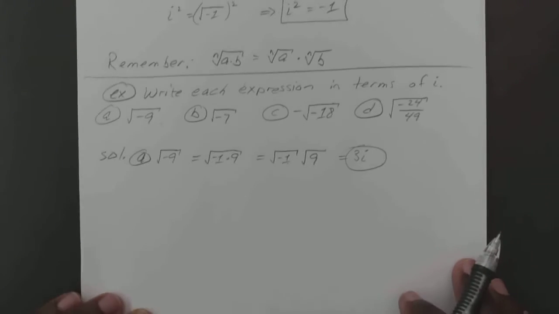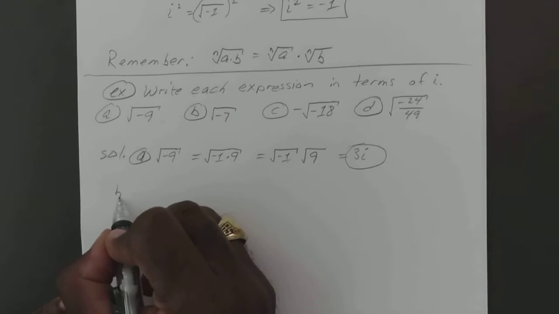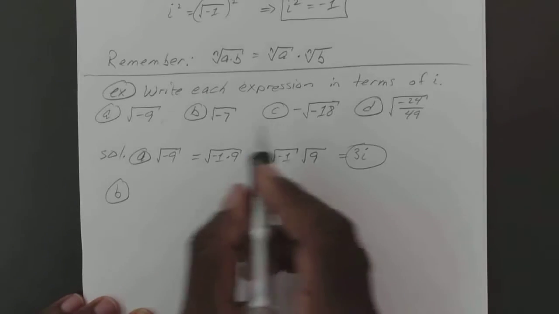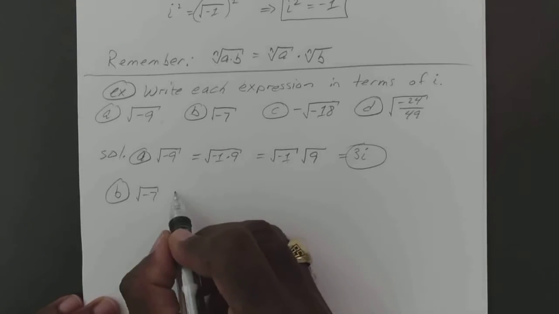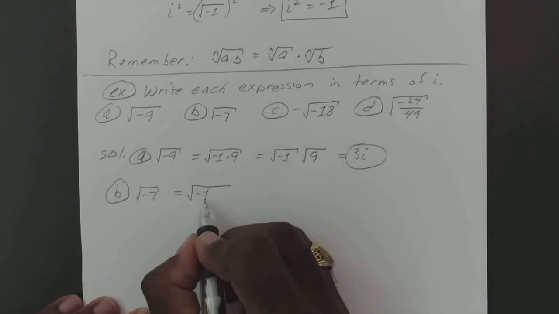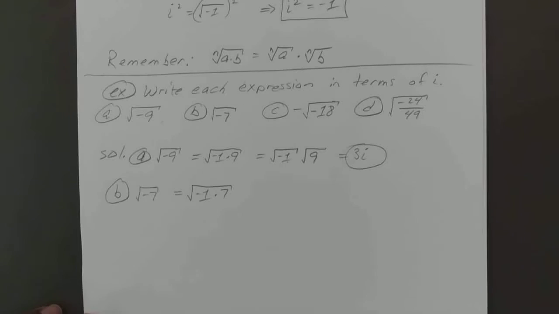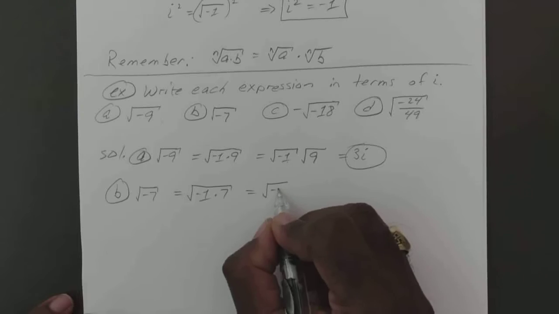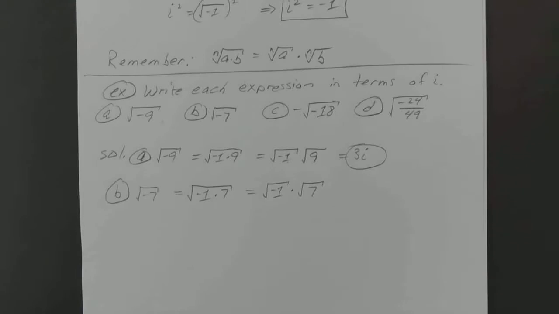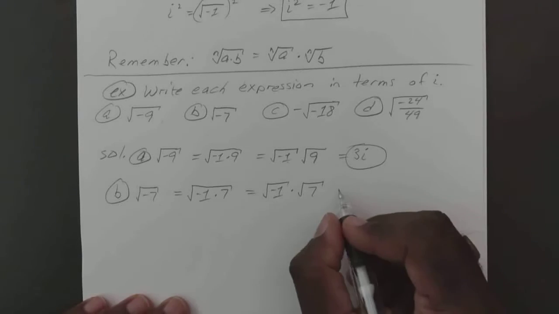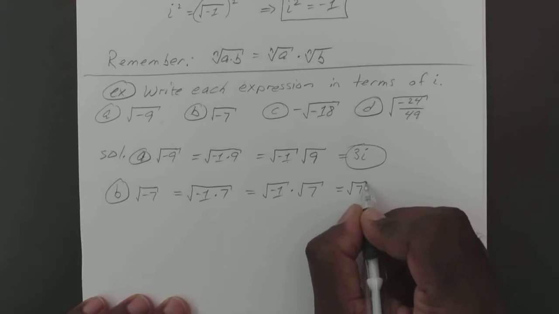Okay, so for problem B, do the same thing. The square root of negative 7 is going to equal the square root of negative 1 times 7. If we separate those two, the square root of negative 1 times the square root of 7. Now for this one, we can make the square root of negative 1 just I. But the square root of 7 stays the square root of 7. So you can make it the square root of 7 I.